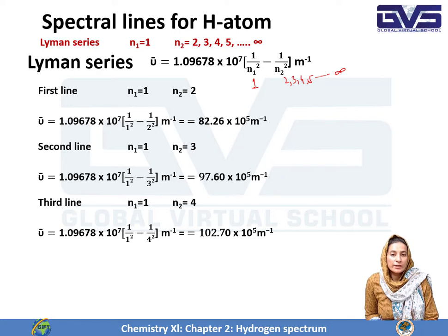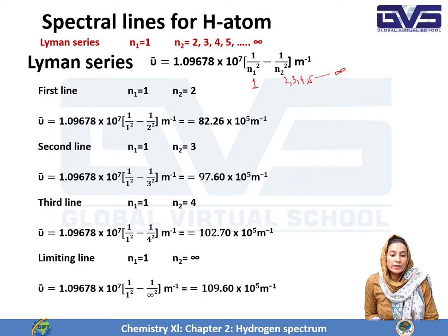And for infinity, it will be called the limiting line, when n1 will be 1 and n2 will be infinity. Calculating this, 1 over infinity is always 0. So in this way you can find the value of the wave number. This is for the Lyman series.